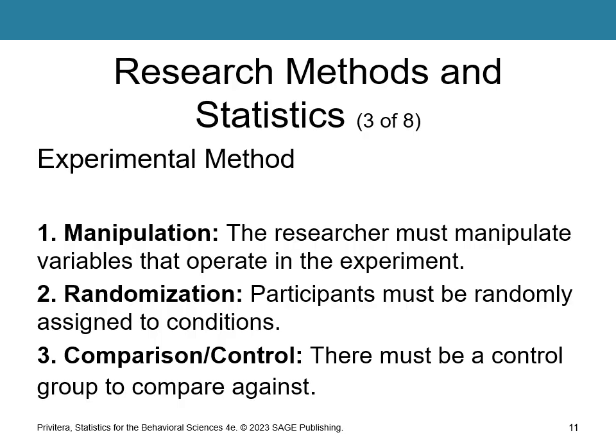Comparison and control means we need at least 2 groups to compare. Without a comparison group, we have no way to know if the treatment made a difference. These 3 requirements ensure that any difference we observe is due to our manipulation, not some other factor. You can remember MRC: manipulation, randomization, comparison. If you're missing any one of these, you cannot establish cause and effect.